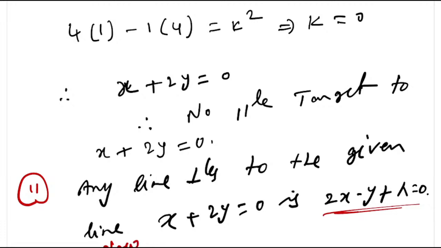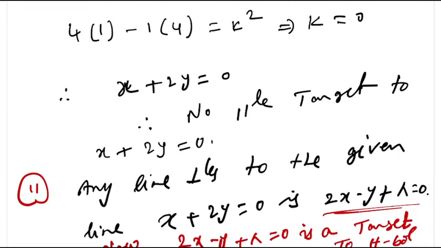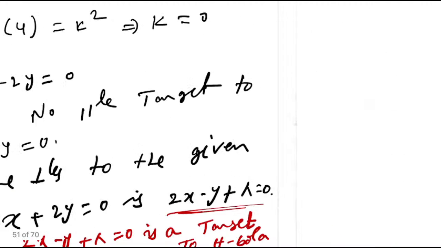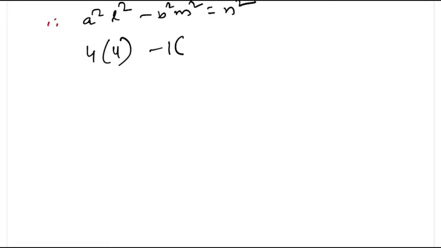Now 2x minus y plus lambda equal to 0 is a tangent to the hyperbola. Therefore apply the condition of tangency. What will you get? a square l square minus b square m square is equal to n square: 4 into 4 minus 1 into 1 is equal to lambda square. So lambda is plus or minus root 15.